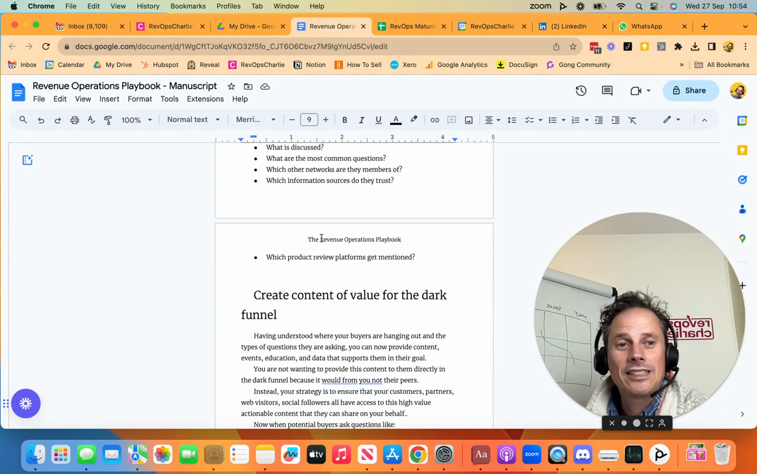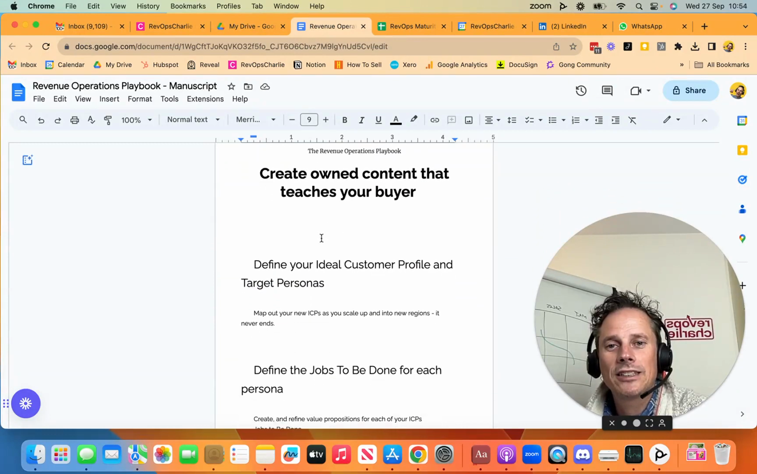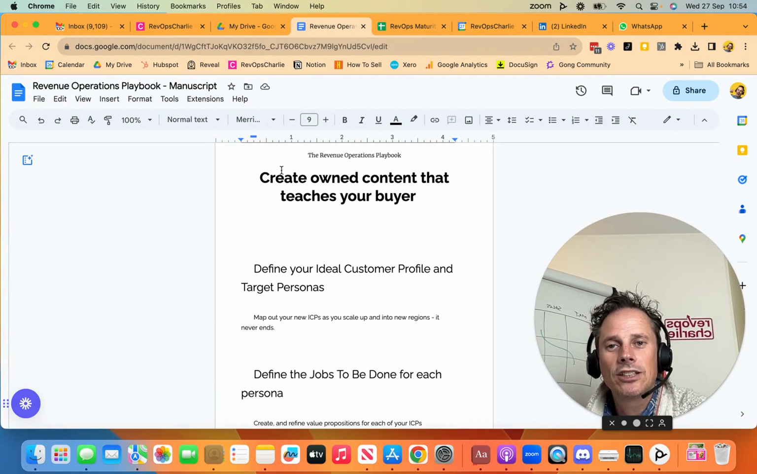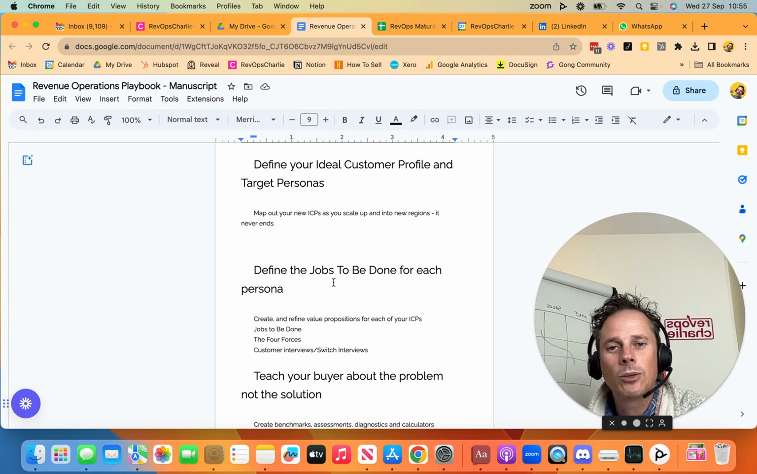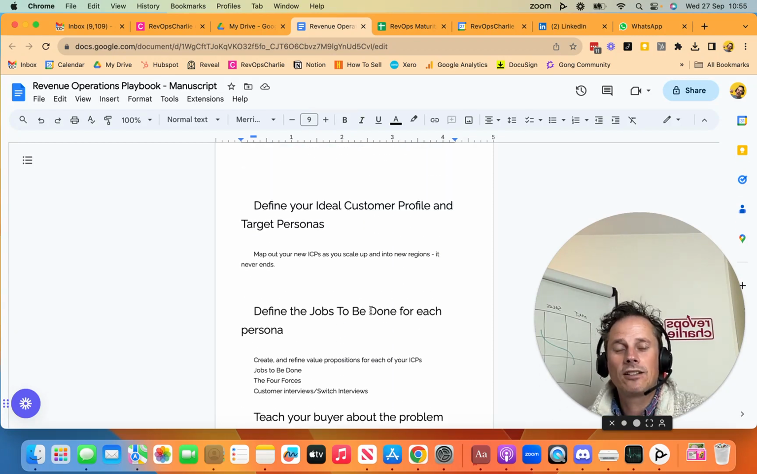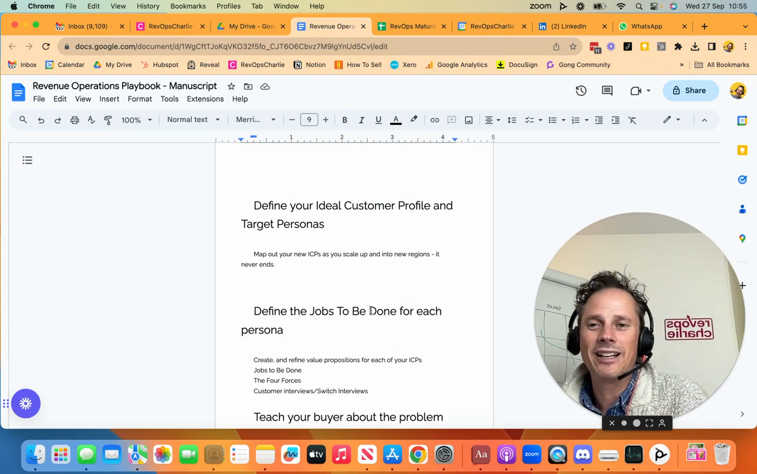My exercise over the coming weeks is really to fill in the rest of the chapters. So here's an example of what I'll be writing tomorrow. Create owned content that teaches your buyer. Defining your ideal customer profile and your target personas, defining the jobs to be done for each persona, teaching your buyer about the problem, not the solution. These are the subheadings. I've already got them there, and what I need to do is fill in the gaps with what is in my head.